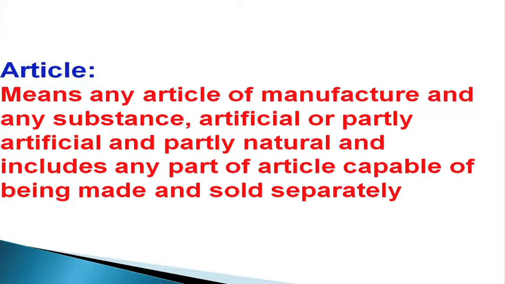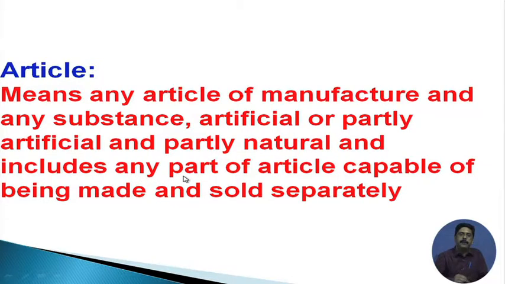Okay. So, now another parameter you should remember here. When we discussed the table lamp, I told you that a design should be applied to an article. That article has some purpose. The jurisprudence suggests that an article should have some purpose. Although in the Indian context we do not apply that article definition, in the Indian context article means an article of manufacture and any substrate, artificial or partly artificial and partly natural, and includes any part of an article capable of being made and sold separately. This part you should remember.